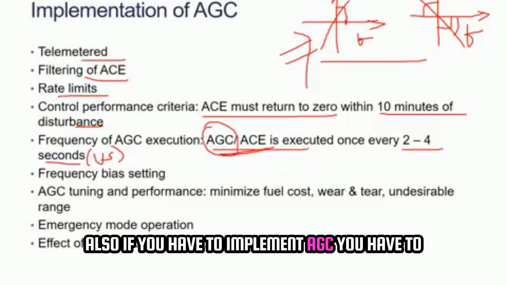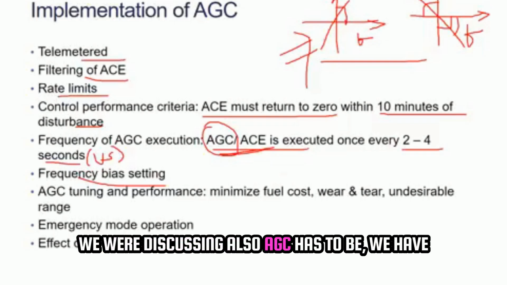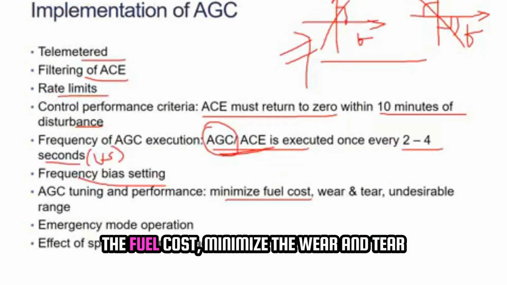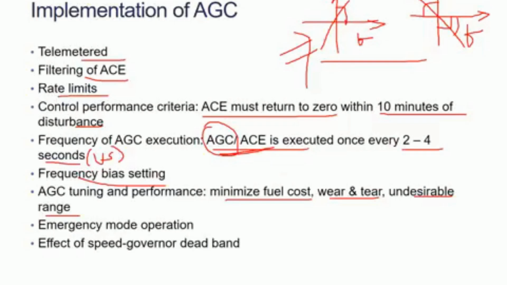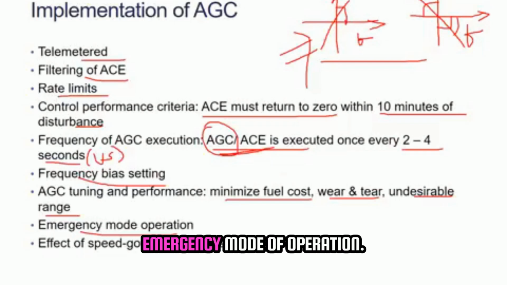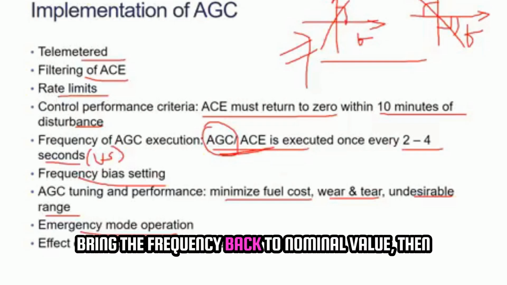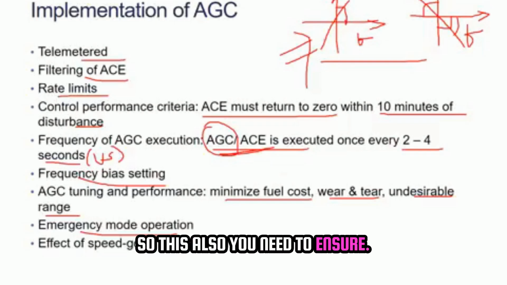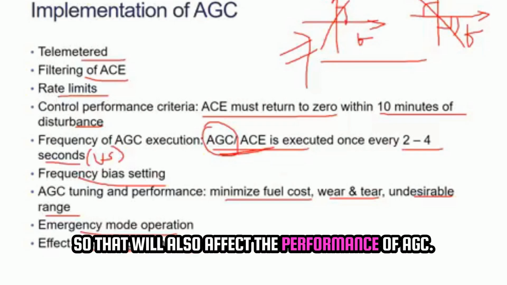Also, if you have to implement AGC, you have to fix the frequency bias setting, that B1, B2 that we were discussing. AGC also has to be checked based on its performance. The idea is to minimize the fuel cost, minimize the wear and tear, and minimize the undesirable range. Also, we have to check for emergency mode of operation. If AGC is unable to bring the frequency back to nominal value, then you need to execute emergency mode of operation. And lastly, you have to check for the speed governor dead bands, as that will also affect the performance of AGC.